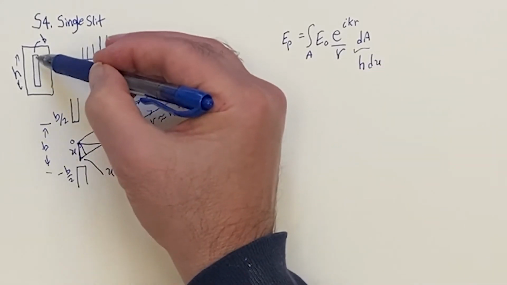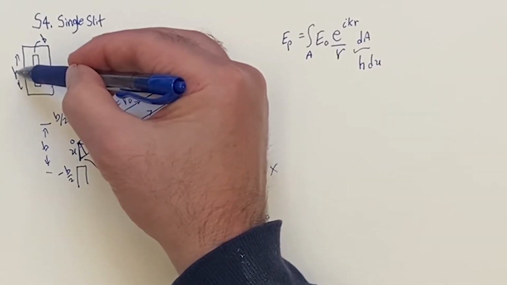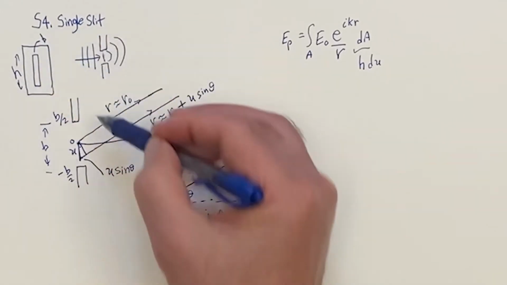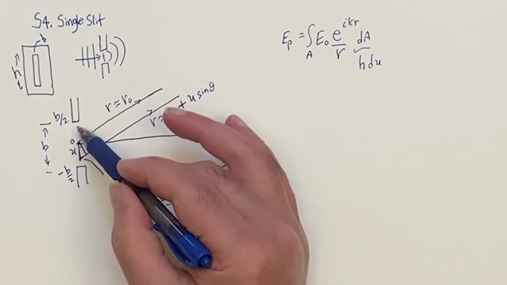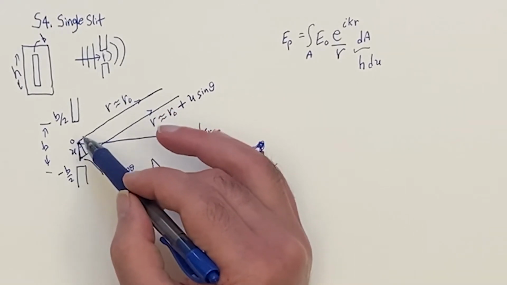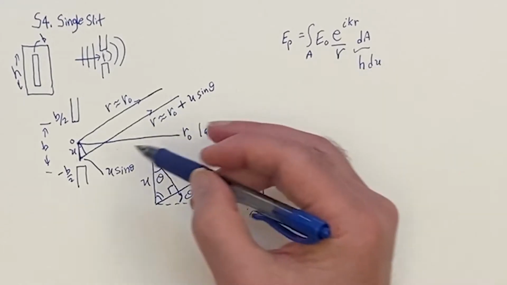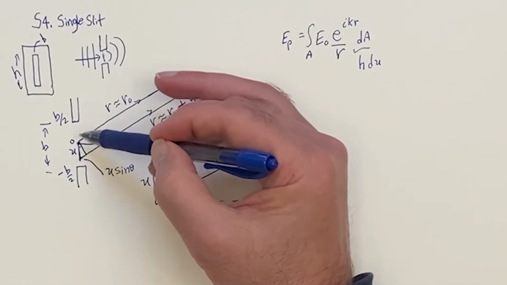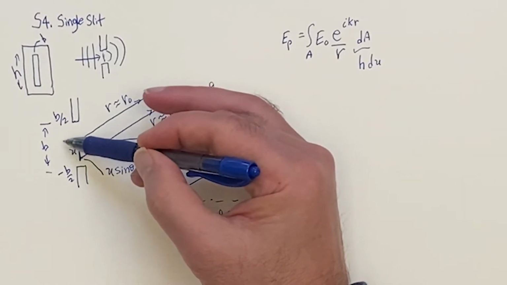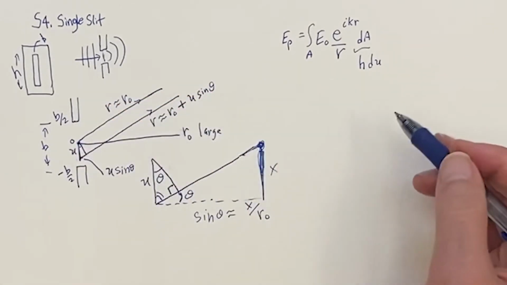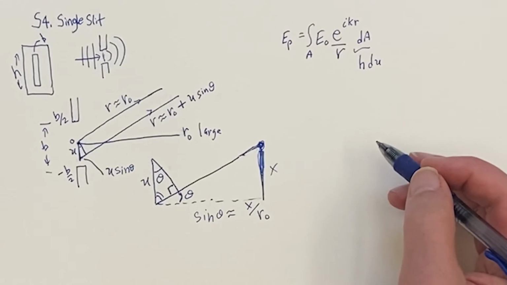So the total area there is going to be h times b, but I need to use the u variable because I'm going to be integrating in that dimension because things are going to be changing. So you can think of this as a du and then you go into the page for your h. So we're going to integrate this out.